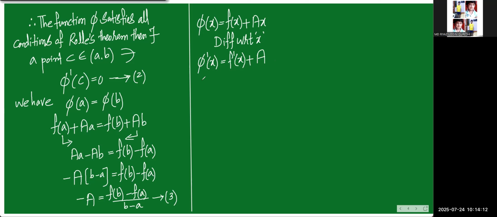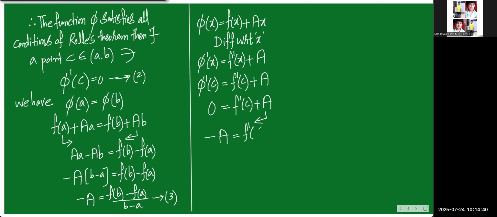And now x को c से replace करेंगे. phi dash of c is equal to f dash of c plus capital A. But already we know that phi dash of c की value is 0. 0 is equal to f dash of c plus capital A. From this, if you bring capital A that side, it becomes minus a is equals to f dash of c. और इसको बनाएंगे इक्वेशन नंबर 4.